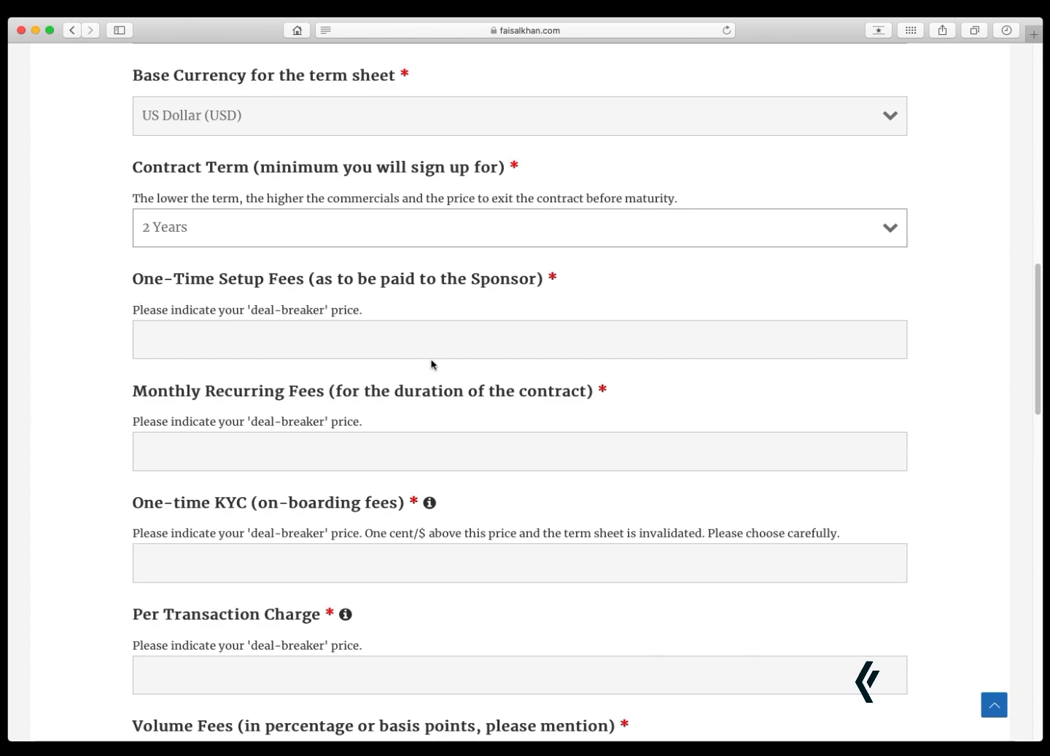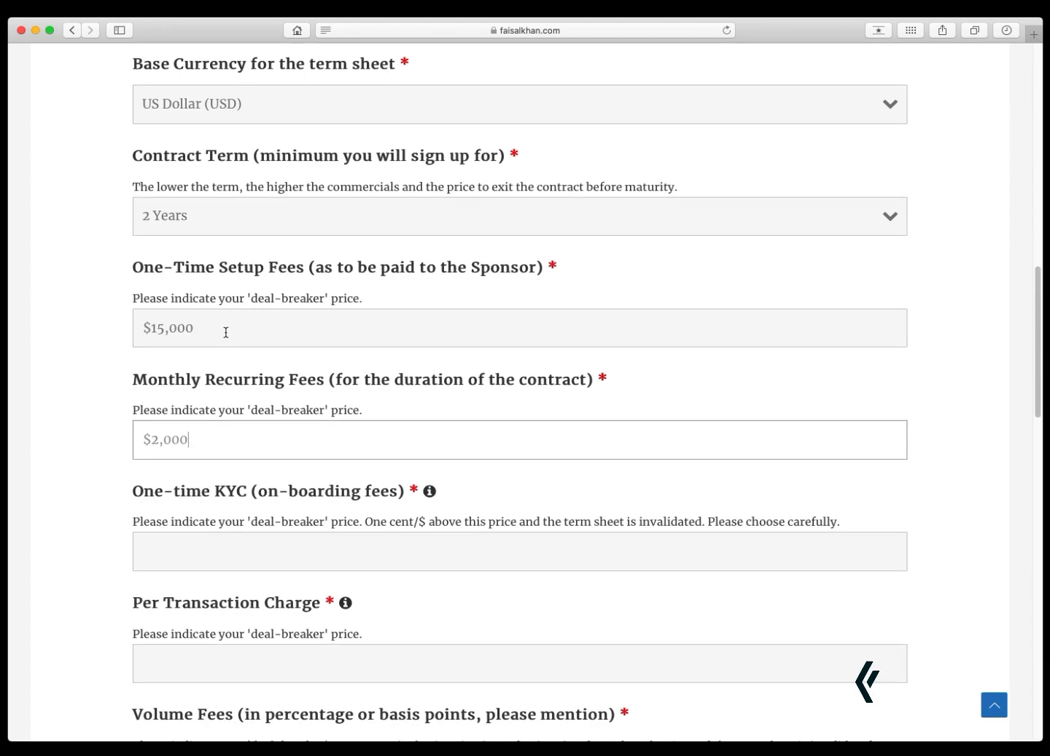What is the one-time fee that you're willing to pay? You say, okay, you know what, I'll be willing to pay up to $15,000, and that could be perfectly acceptable. That could not be acceptable to the service provider. But remember, these are your deal breaker prices. Anything above that is a deal breaker for you. What is the monthly recurring cost you're willing to pay? Say, okay, I'm willing to pay $2,000 a month. The service provider may ought to charge you maybe $6,000 or $500 a month. It depends. But here you are providing what you are comfortable paying.